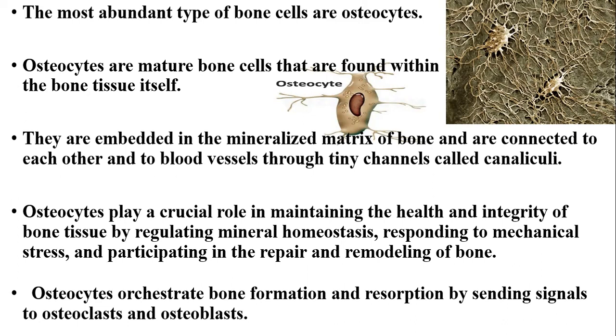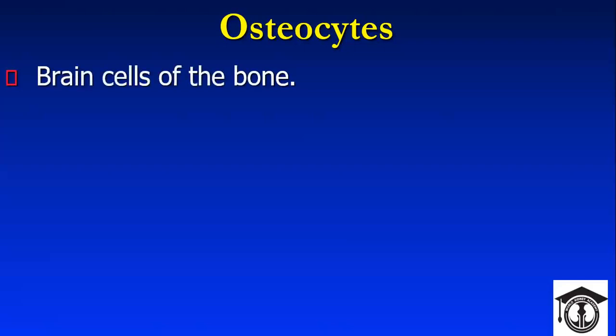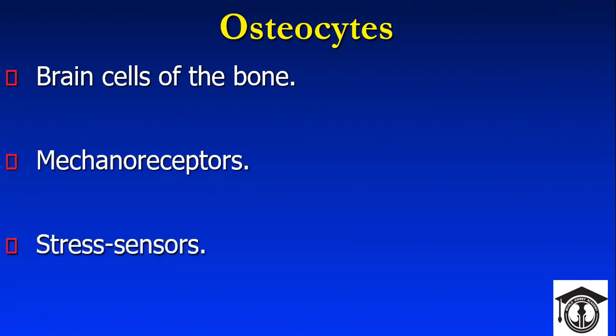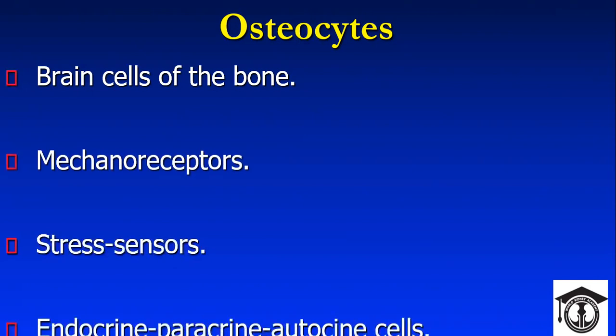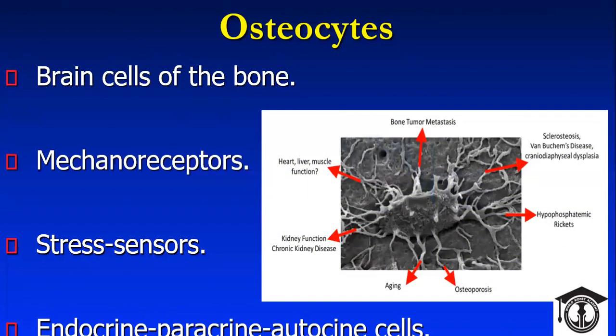It's very abundant in the bone cells. These osteocytes have a pivotal role in regulating bone mineral homeostasis. It orchestrates the bone formation and resorption by sending signals to both osteoclasts and osteoblasts. It's the brain cells of the bone. So, just for an analogy, if the bone is a bird, the head of the bird would be the osteocytes. The two wings will be the osteoblasts and the osteoclasts.